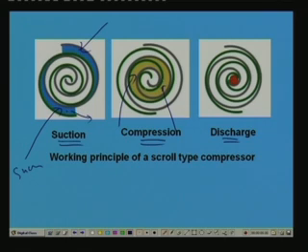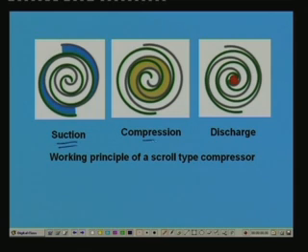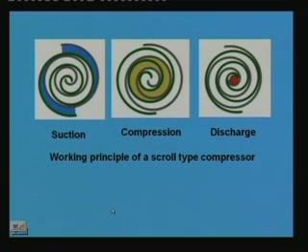Okay. So, some compression has taken place, and with further rotation the gas is moved to the center. Okay, this red portion. At this point the compression is completed and the pressure equals or slightly exceeds the condenser pressure. So, the discharge valve is opened and discharge takes place. So, you have the three steps: suction, compression and discharge, and how the gas is moved from the periphery to the inner eye. Okay. So, normally you have the suction port at the outside, I mean at the periphery, and the discharge port at the center. Okay. So, this is the working principle of a scroll type compressor.